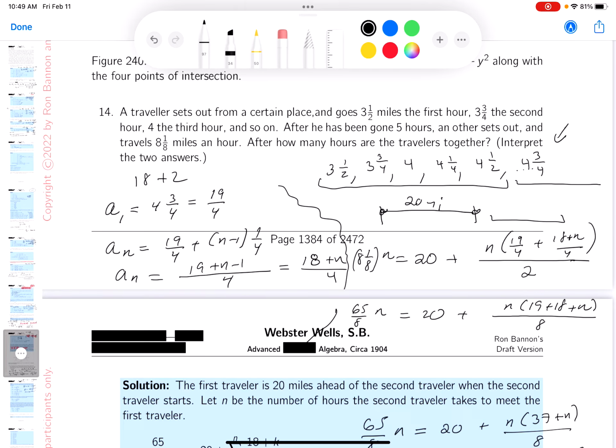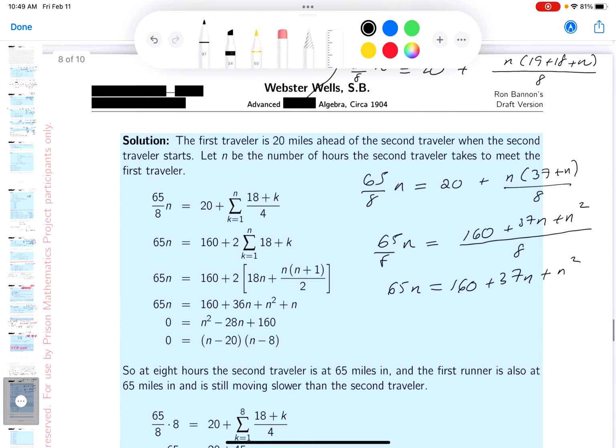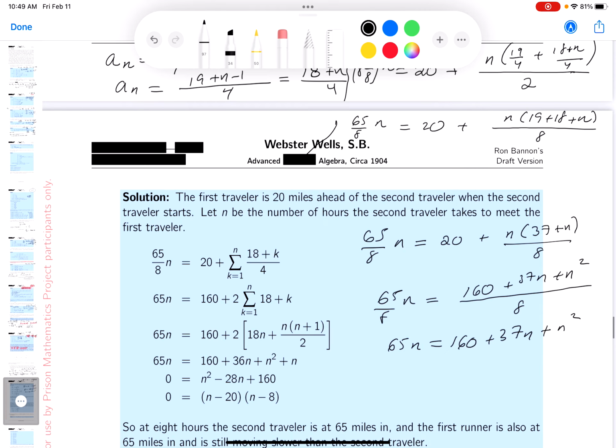They say interpret the two answers, and we will get two answers, by the way. Now the question is, if you get two answers, what are you going to get? We're going to get two answers. They said it. Let's write this down.